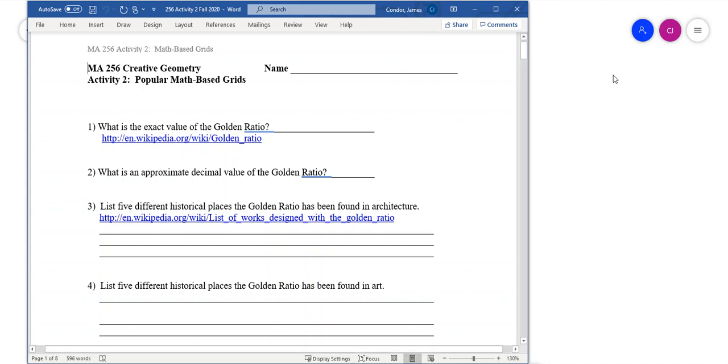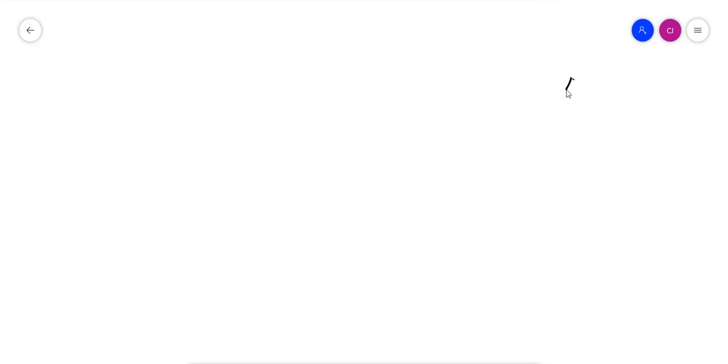It says number one, what's the exact value of the golden ratio? And it's 1 plus the square root of 5, all divided by 2. Sometimes I use this little symbol here. Again, 1 plus the square root of 5 divided by 2. It's written as a symbol, and not typically as a decimal approximation, but this is the exact representation. We don't have an exact decimal representation for this golden proportion.